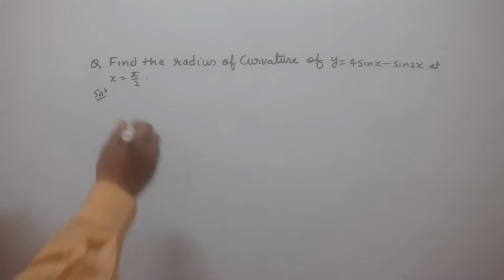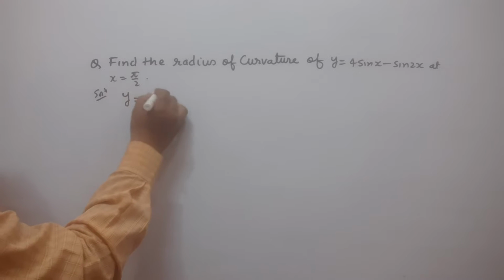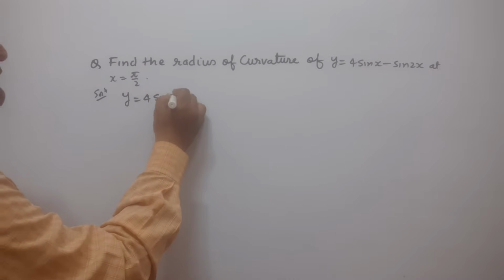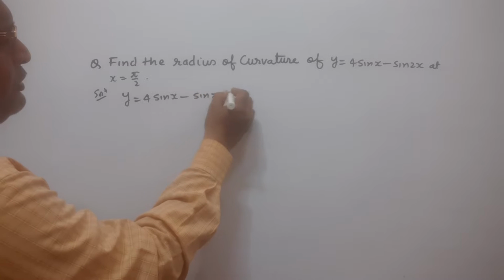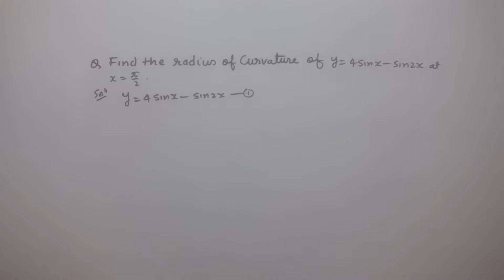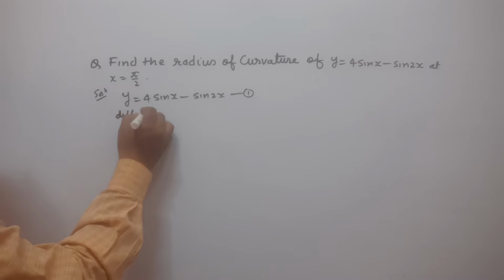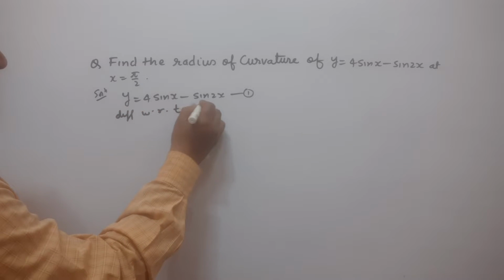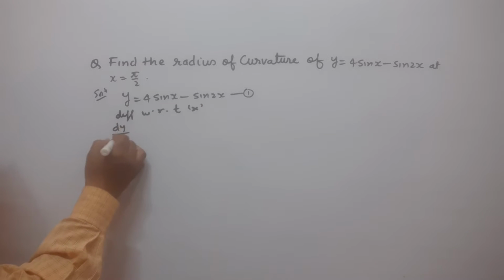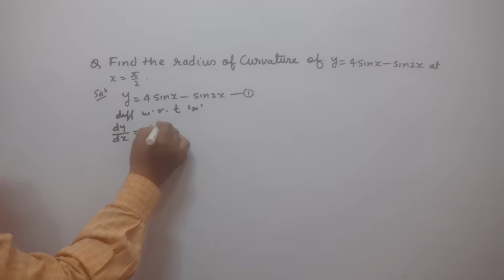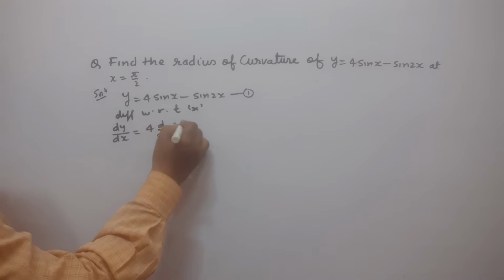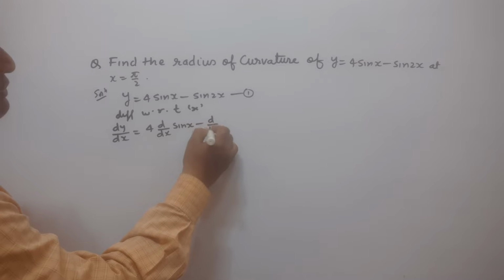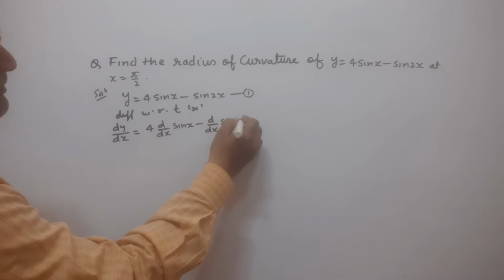So first we see that the given curve is y is equal to 4 sin x minus sin 2x. This is the Cartesian equation of the curve because it is in the form of x and y. Now we differentiate with respect to x. So we get d by dx of y is equal to 4 d by dx of sin x minus d by dx of sin 2x.